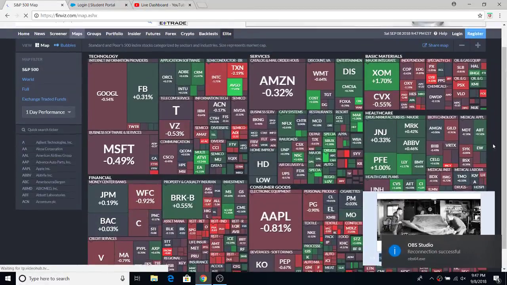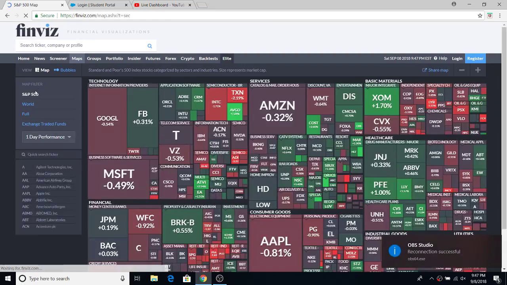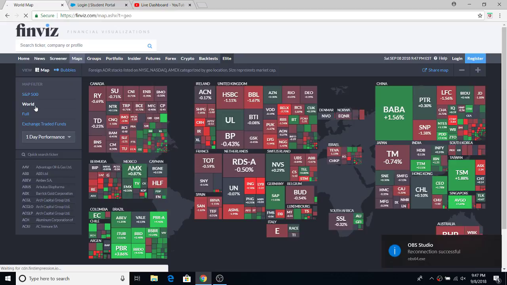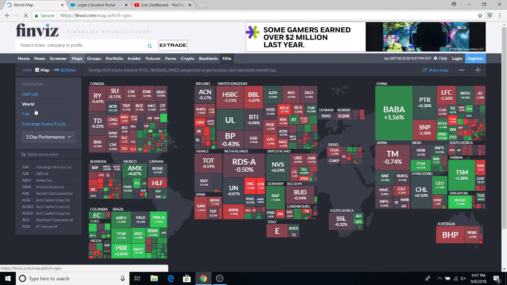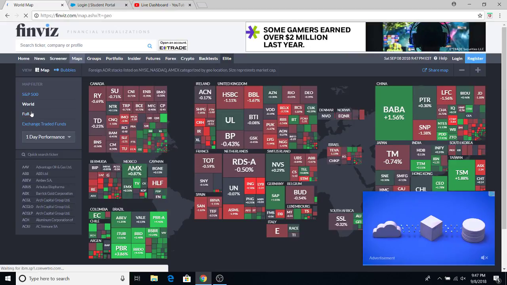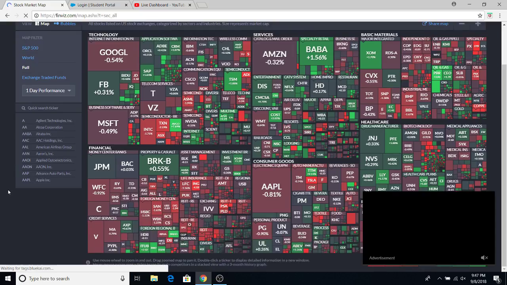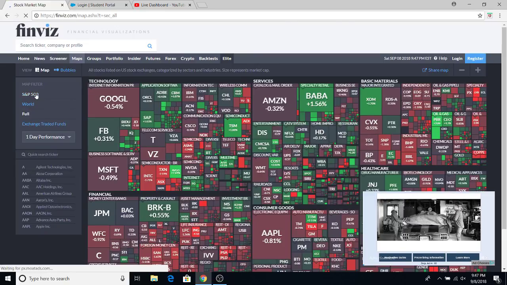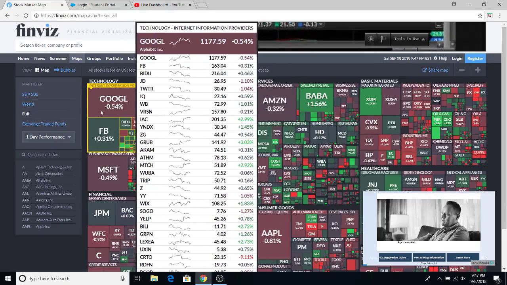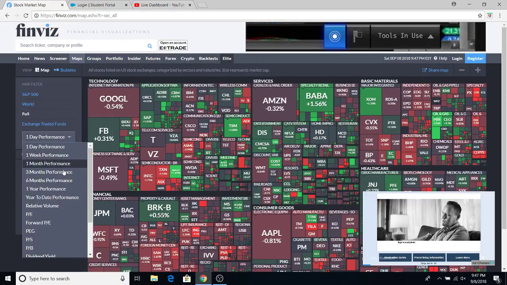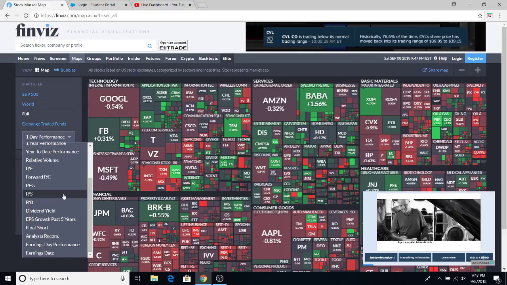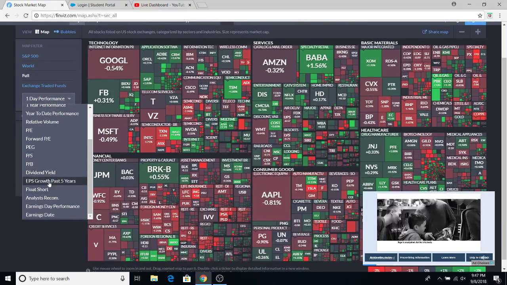S&P 500. You can also do any other filters too. You can have the world. Wow, I've never even looked at this. You can have your full chart there. You have a lot of room on this heat map, so you can see your daily performance, weekly, monthly, year to date. Wow, I didn't even know you had all of this.